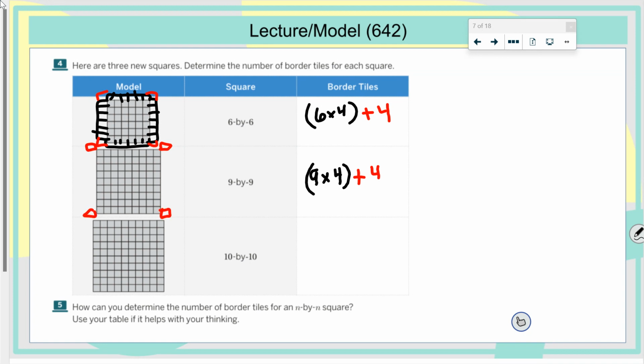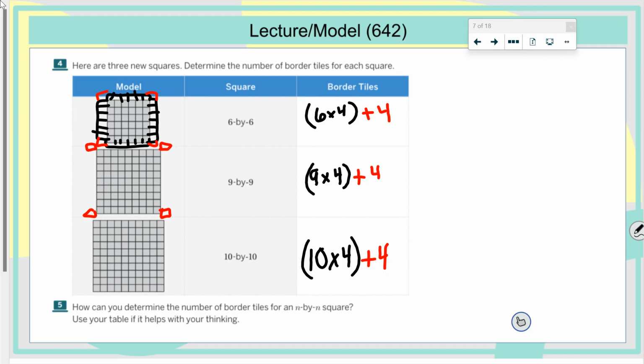Let's apply that to the 10 by 10 square. We need 4 groups of 10 because there are 4 sides that each have 10, and then add in the 4 border tiles, or the corners, I should say. All right, how can you determine the number of border tiles for an n by n square? Meaning any number of tiles.